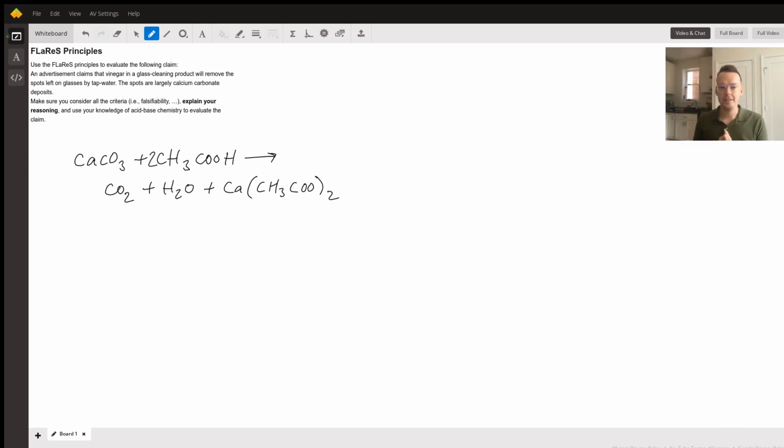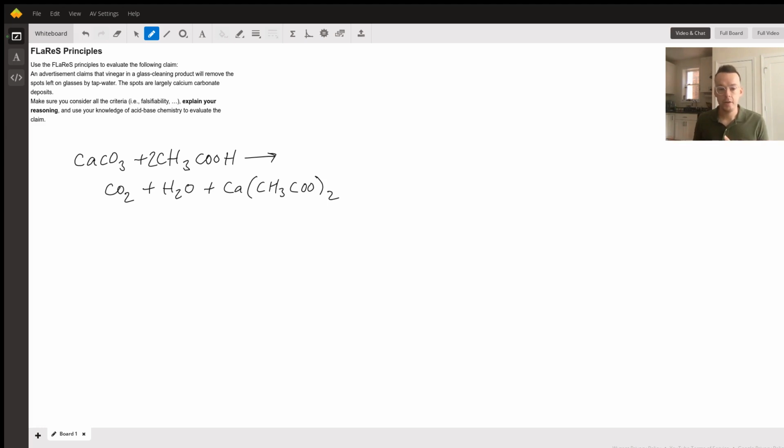replicability, basically is that any experiment that we do needs to be able to be repeated, in which case you could just simply try the product on tap water spots and see that because of this chemistry we've shown, the product works. And so anyone can replicate that. And so that third criteria is satisfied.